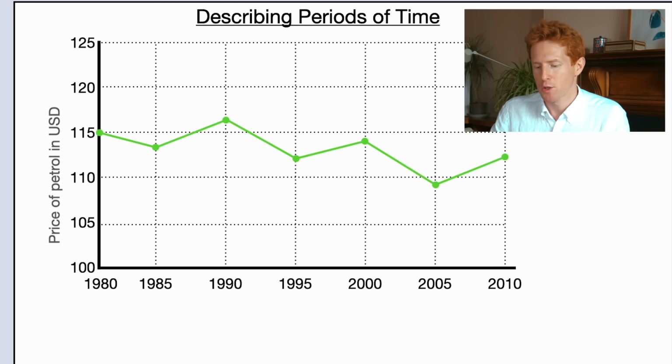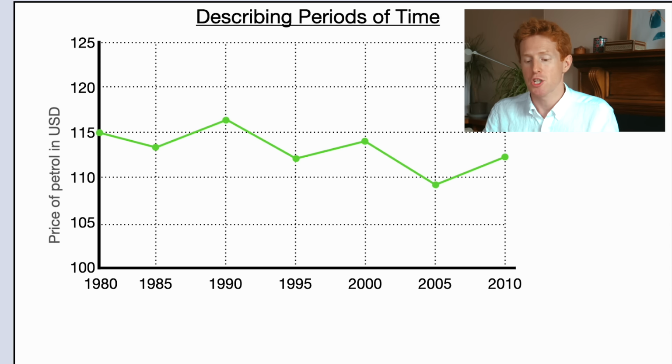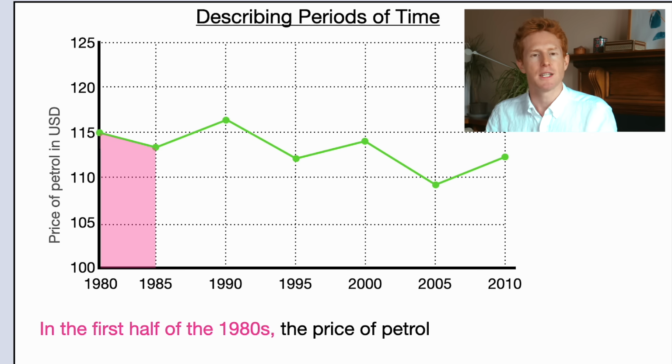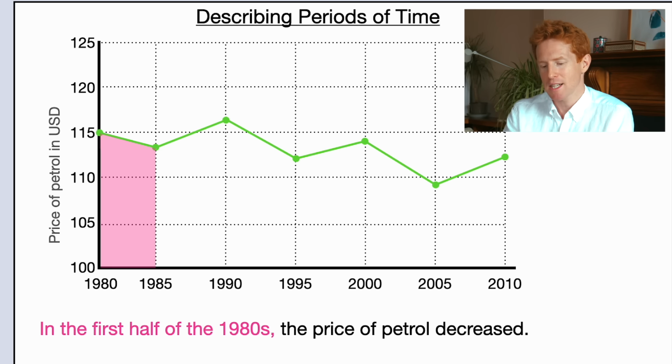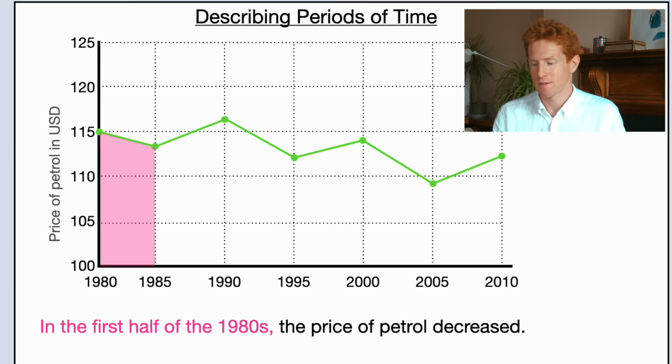Another way to talk about time is to look at chunks of time. So let's look at this one first, 1980 to 1985. How about in the first half of the 1980s? So this is something the examiner would expect to see. At band 6 level, you'd see something like in 1980 to 1985, but at band 7 and above level, you'd see phrases like in the first half of the 1980s. It's a more advanced way of saying exactly the same thing. And then what about this?